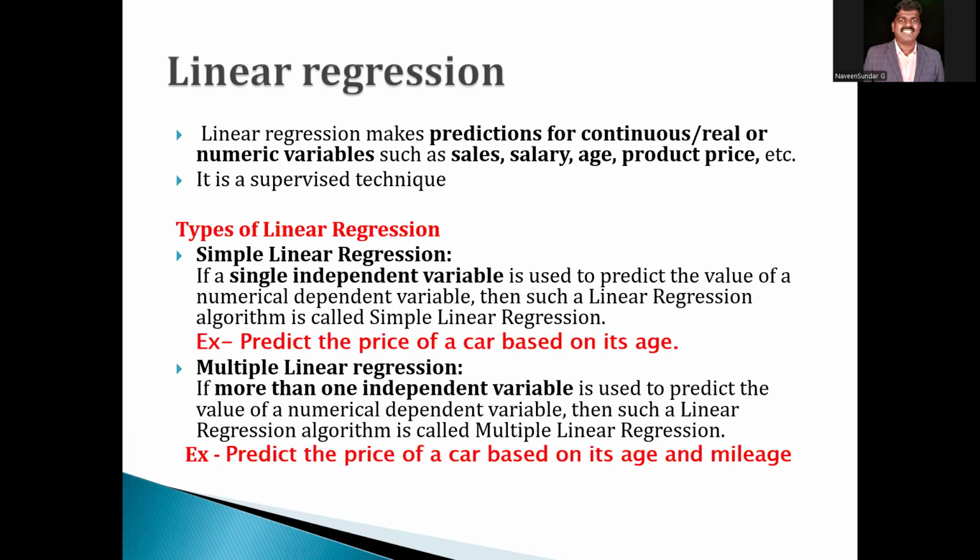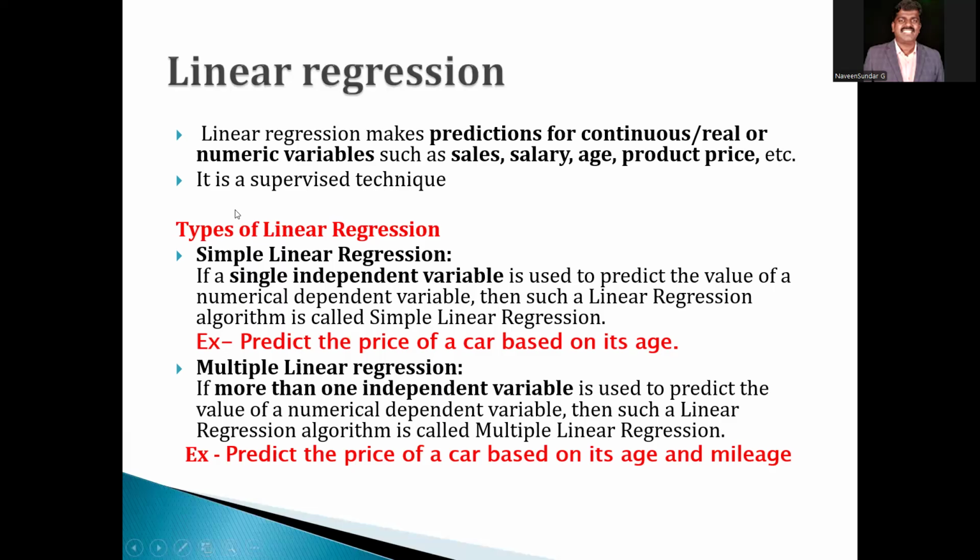Here, for example, all the columns in the data set related to sales, salary, age, product price, etc., give only numerical variables. Normally we work with categorical values and also numerical values, but in regression we mainly concentrate on numerical values only. So we can call this type of regression a supervised technique, right? Now we will see what the types of linear regression are.